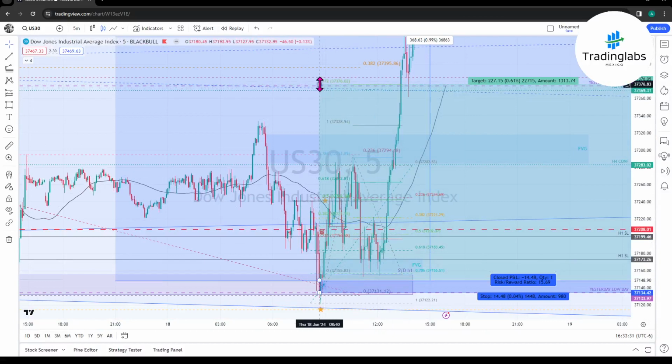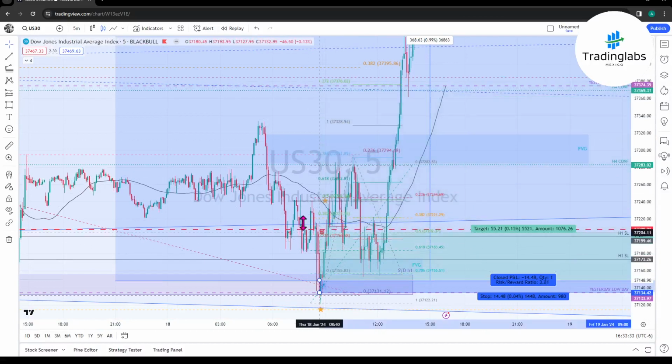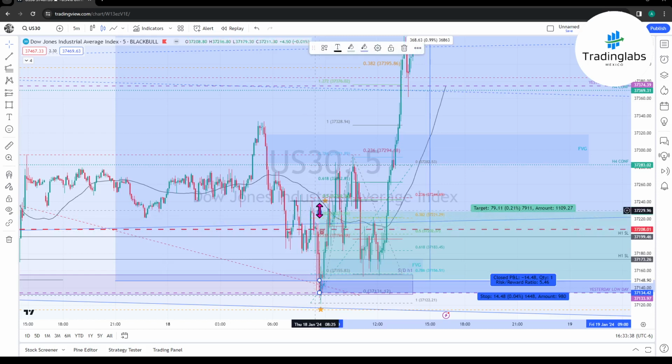But it closed me here. Where did it close me? Around over here, no? Below this low. It's 57 pips. 57 here.